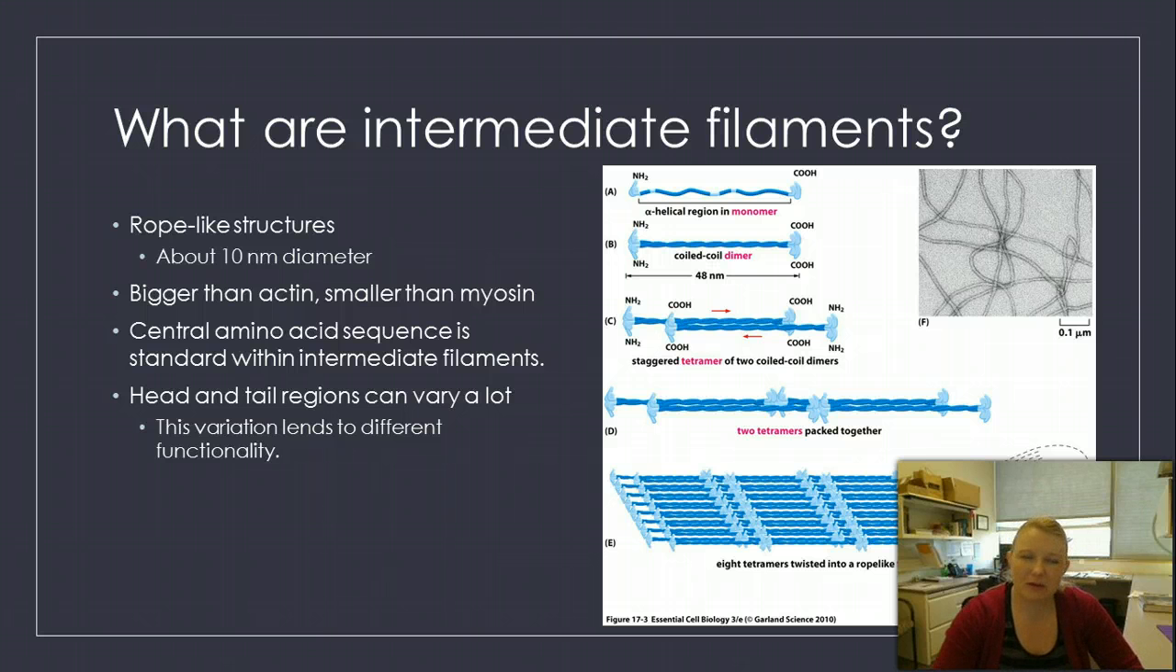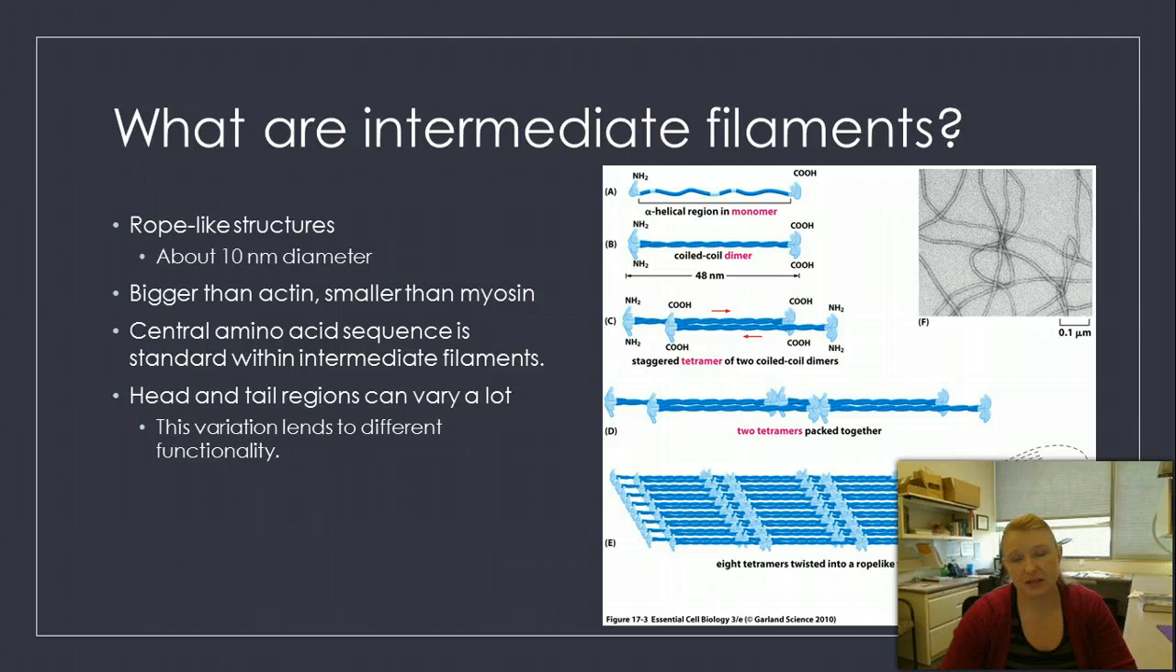I'm not super worried about you knowing how thick each of these filaments are that we're going to talk about, but I do want you to understand that the central amino acid sequence is standard within intermediate filaments, so it's always going to be the same. And what you can see here is they form these rope-like structures. So we start with a monomer, and then we get into a coiled coil, and then we go into a tetramer with coiled coil. It's basically like how we make rope.